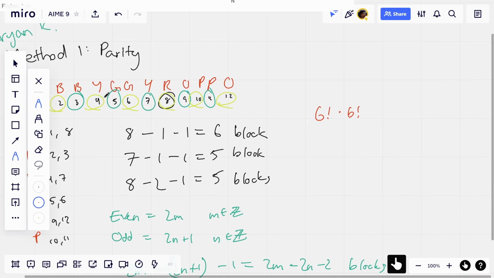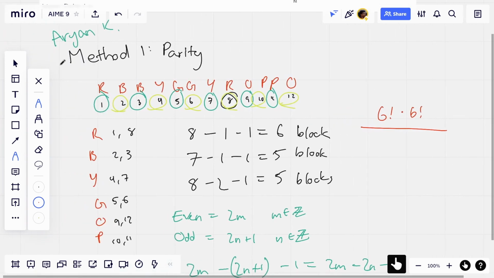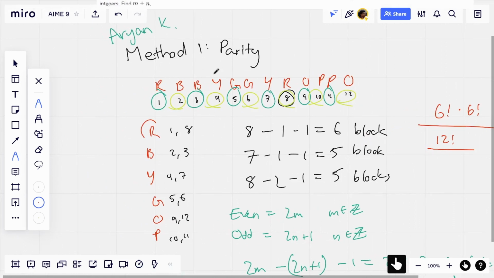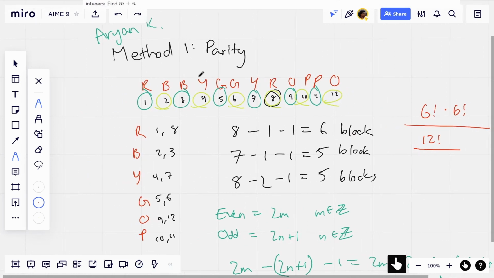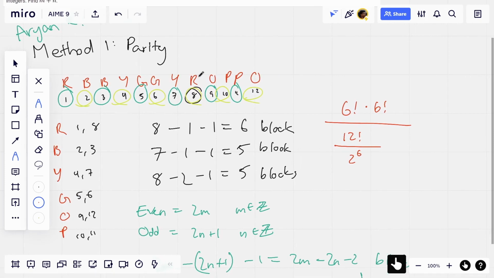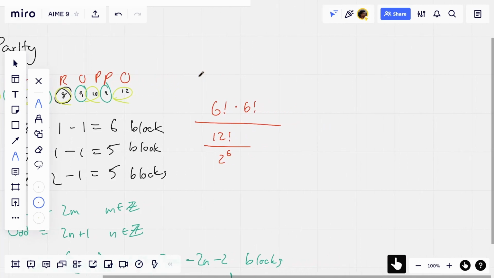If we want the probability a random arrangement is even, we have to divide it by the total number of ways we can arrange the blocks. And how do we do that? Well, there's 12 blocks, so 12 factorial ways to arrange it. And then because we have matched pairs between the colors, we have 6 pairs of 2. We would divide that by 2 to the 6th to account for whenever we swap the 2 colors together. Okay, simplifying this down, our answer turns out to be 16 divided by 231.